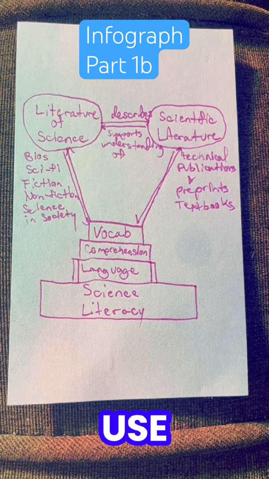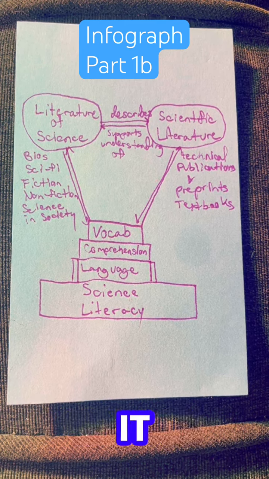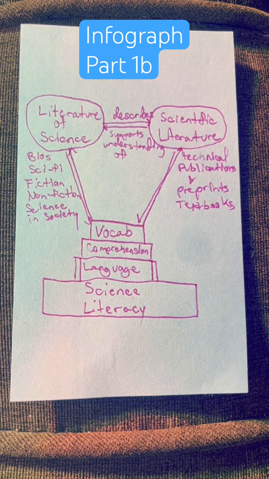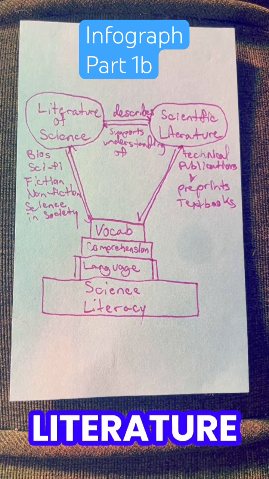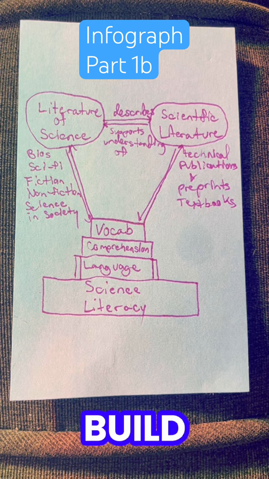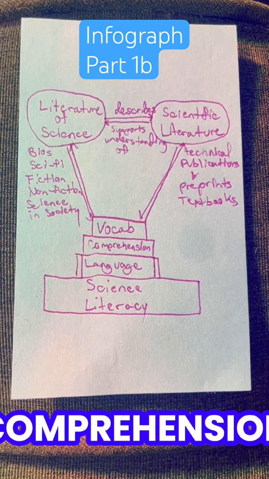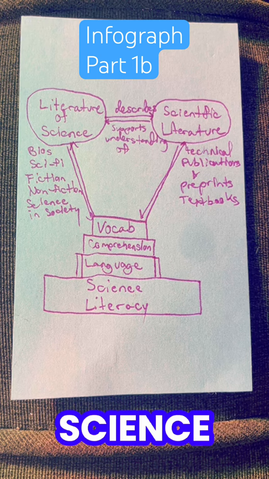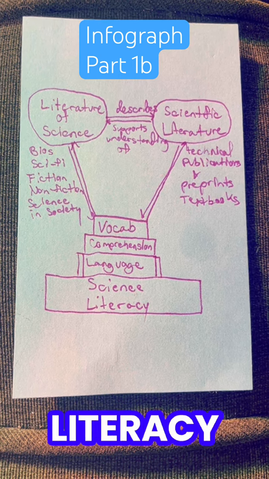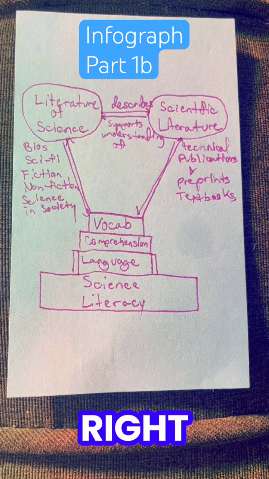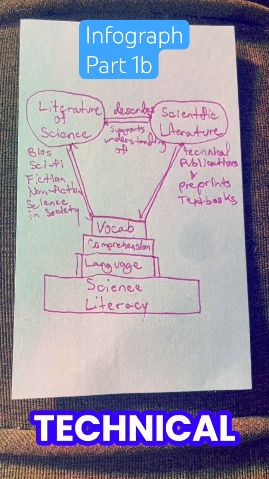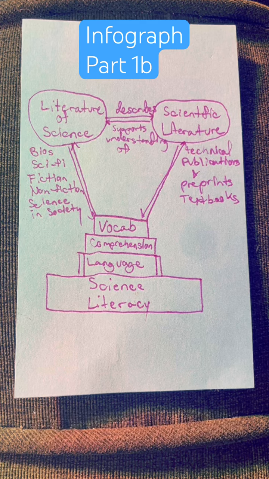So the more you use language, the more you strengthen it, which means the more you read literature of science and the more you read scientific literature, the more you build your vocabulary, comprehension skills, and command of the language of science. So you build science literacy by reading, right? By reading literature related to science or by reading technical scientific literature.